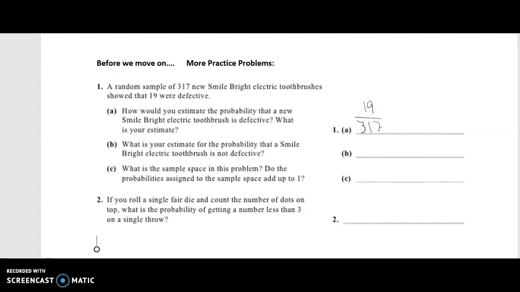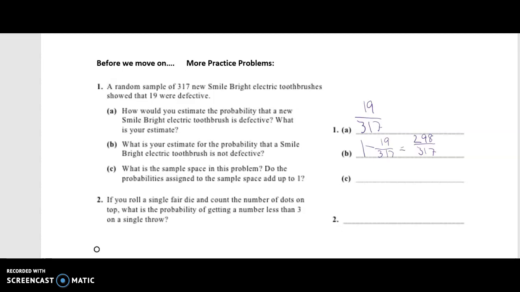For part B, what's your estimate of the probability that a Smile Bright toothbrush is not defective? Well, we could have a sample space of defective or not defective. So we could say 1 minus 19 over 317. And that gives us 298 out of 317. And it would be okay to represent these as decimals to 3 decimal places. I'm leaving them in fractional form so you can see the process.